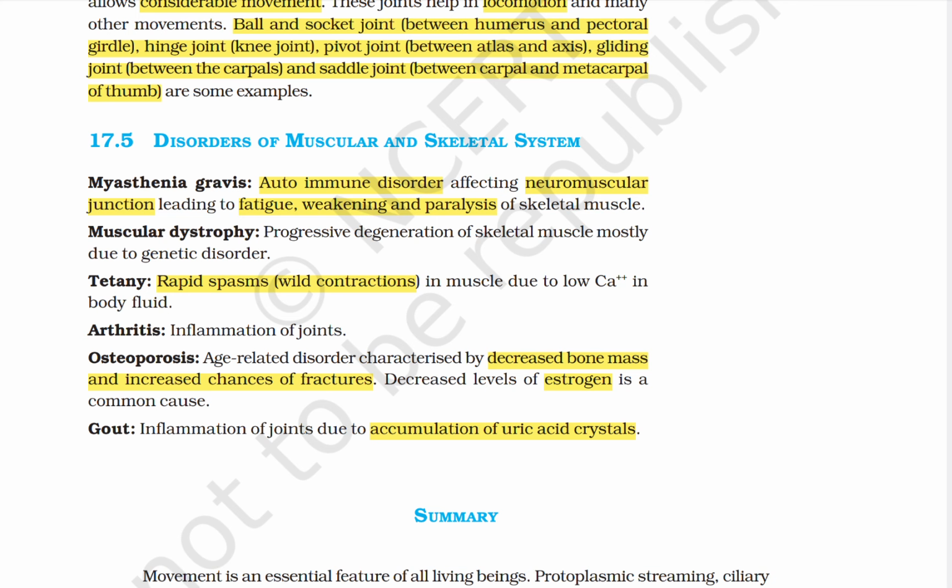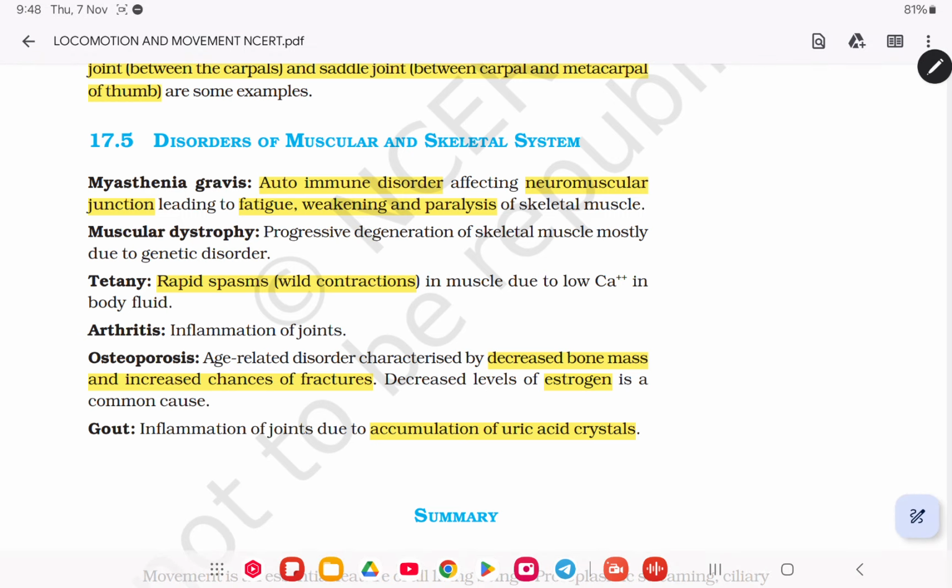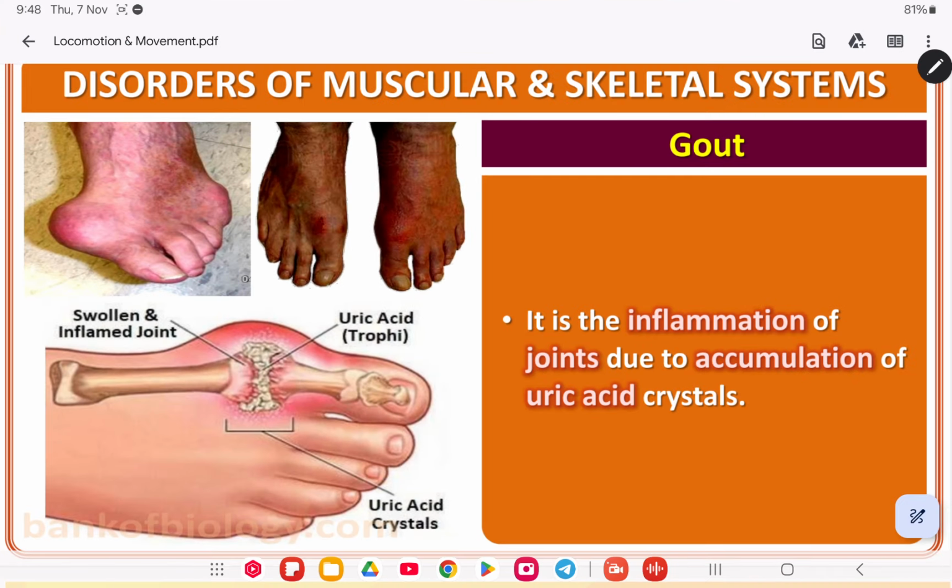Arthritis, inflammation of joints. Osteoporosis, it is an age-related disorder due to decreased bone mass and increased chance of fracture. Decreased level of estrogen is a common cause. And last one is gout, the inflammation of joints due to accumulation of uric acid crystals. And with this, we completed this chapter.